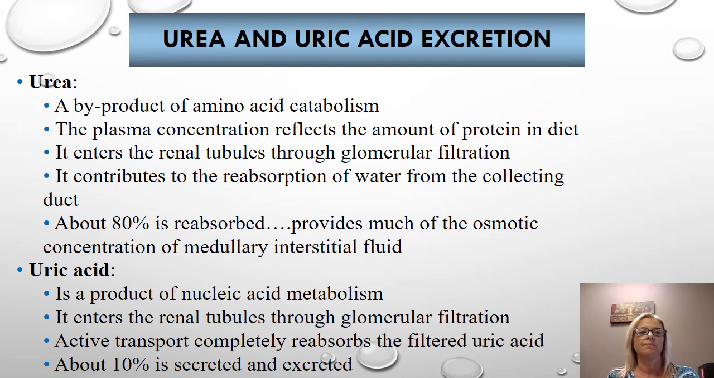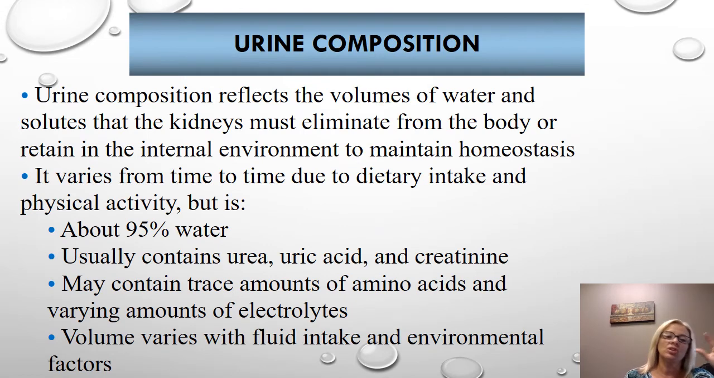The composition of urine is a reflection of the amount of water and solutes that the kidneys need to eliminate in order to maintain homeostasis. It can vary from time to time due to dietary intake and, of course, physical activity, but it is composed of about 95% water, contains urea, uric acid, creatinine, may have trace amounts of amino acids and electrolytes, and, of course, volume varies greatly with fluid intake and some environmental factors.